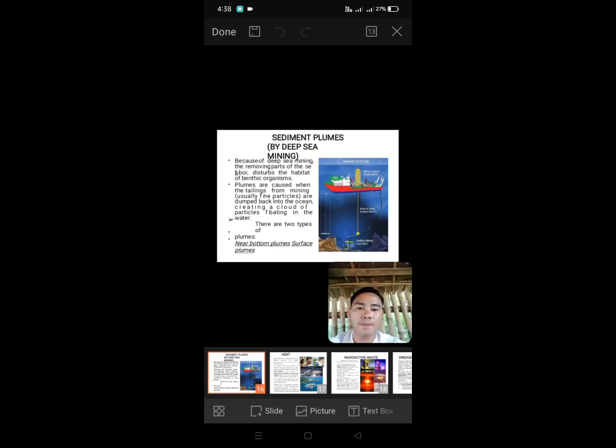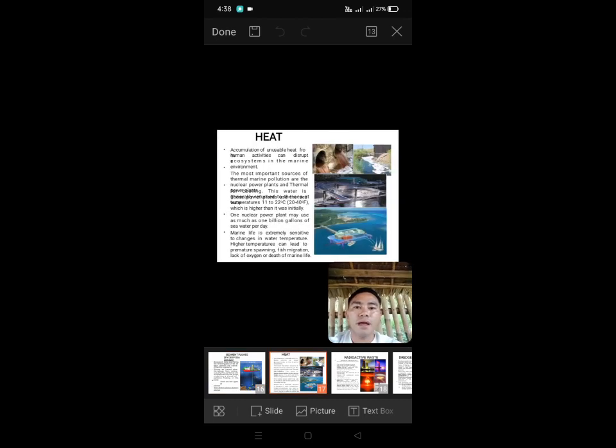There are two types of plumes: near bottom plumes and surface plumes. Heat. Accumulations of heat from human activities can disrupt ecosystems in the marine environment. The most important sources of thermal marine pollution are the nuclear power plants and the thermal power plants.